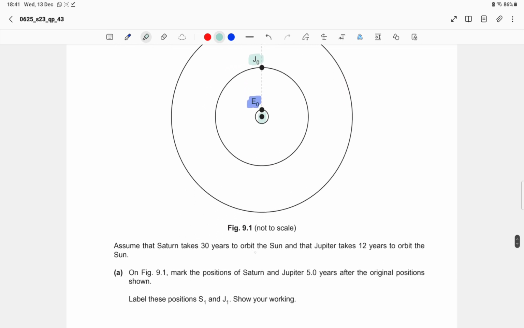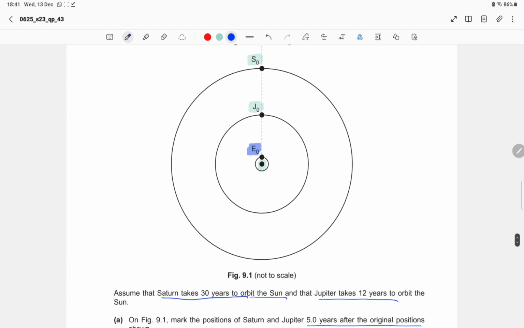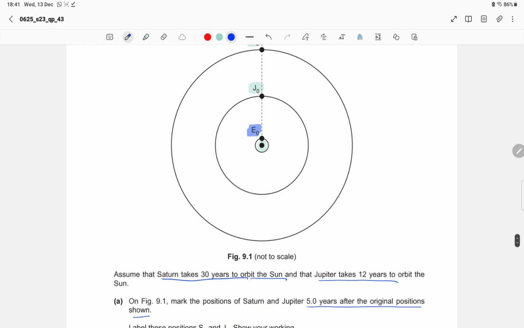Assume Saturn takes 30 years to orbit the Sun, and Jupiter takes 12 years to orbit the Sun. On figure 9.1, mark the position of Saturn and Jupiter 5 years after the original position shown. So how you are going to solve this is basically your math skills.